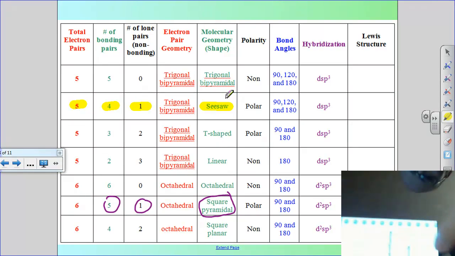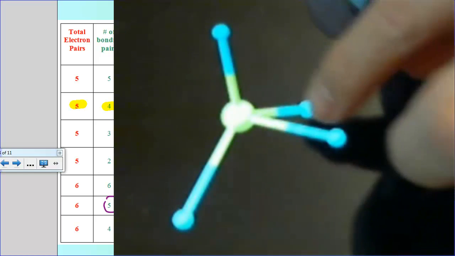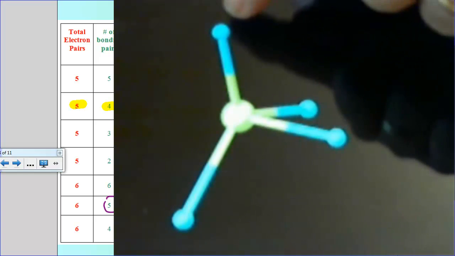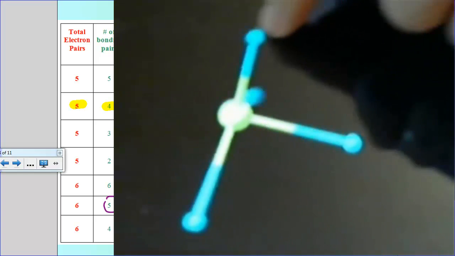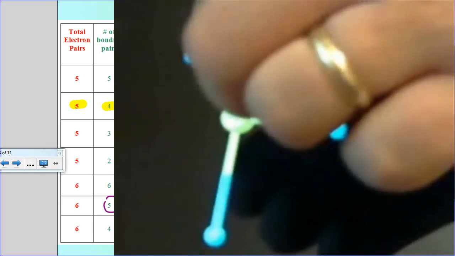It says it's called seesaw. So let's look real quick and see what that looks like, because that's pretty interesting. Here's the reason it's called a seesaw, because if you look at this, there's sort of like these 2 legs supporting it, and then we could sort of seesaw the molecule one way or another. It could bend. The seesaw could go down or up.